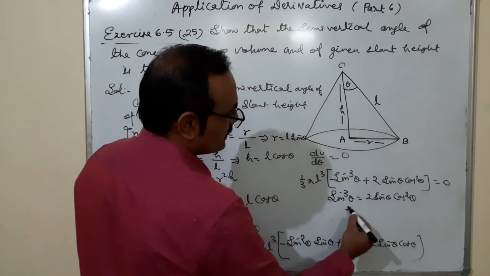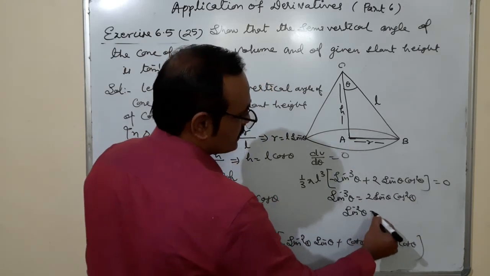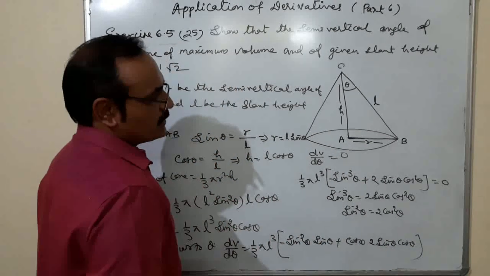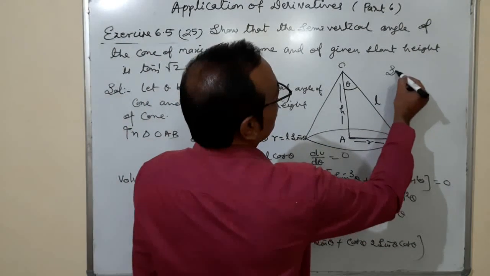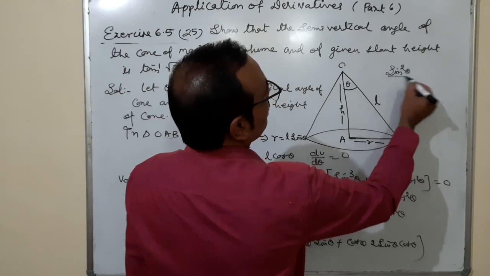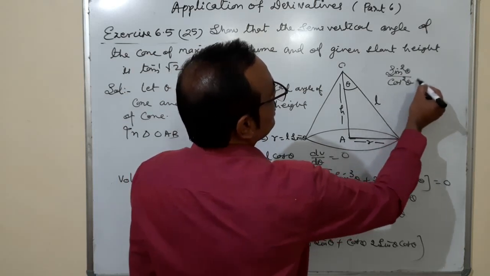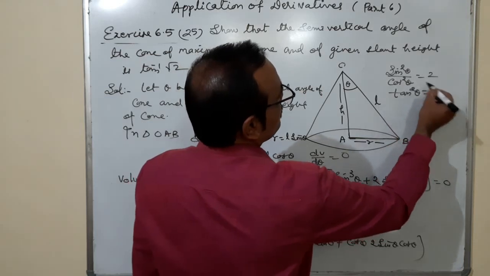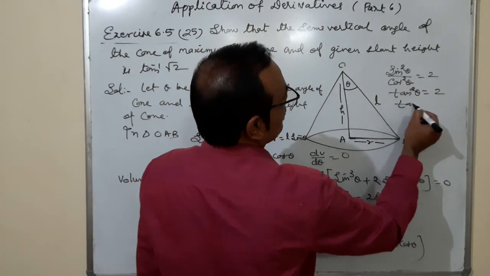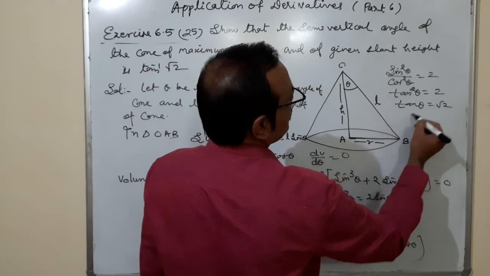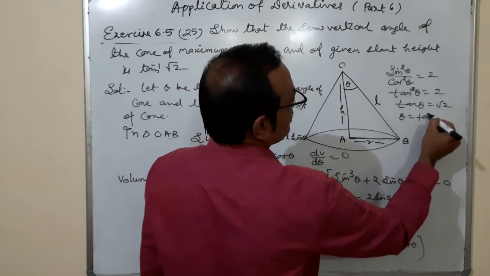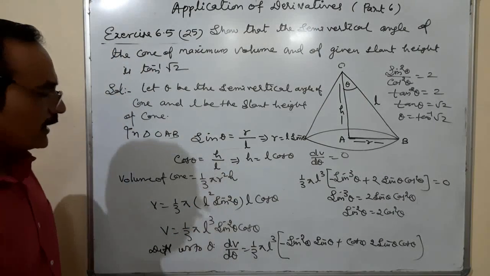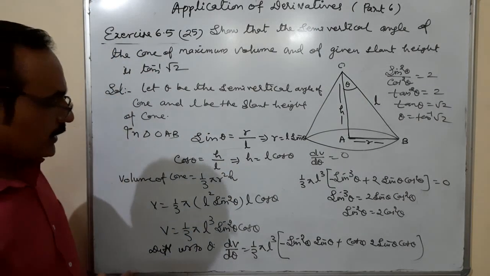One sine theta cancels. Sine square theta is equal to 2 cos square theta. That means sine square theta upon cos square theta is equal to 2. So tan square theta is equal to 2. Tan theta is equal to root 2. Therefore, theta is equal to tan inverse root 2. This is the angle we got. Now we have to check whether the volume is maximum, yes or no.